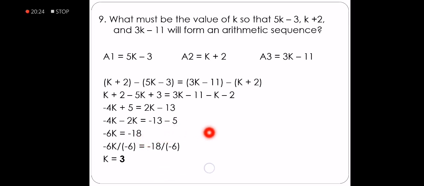So, what we need to do is to divide both sides by negative 6 kasi meron siyang kasamang negative 6 in order for us to find the value of k. So, negative 6k divided by negative 6 equals negative 18 divided by negative 6. So, cancel na yung negative 6, magkakaroon tayo ng k. And negative 18 divided by negative 6 is simply 3 since they have like signs.